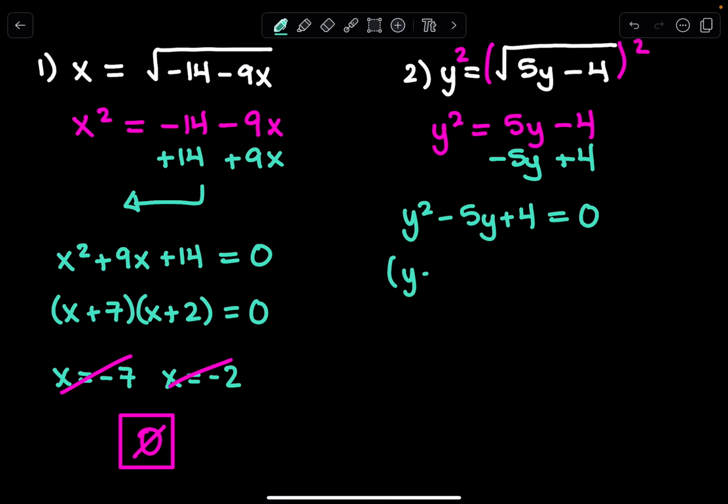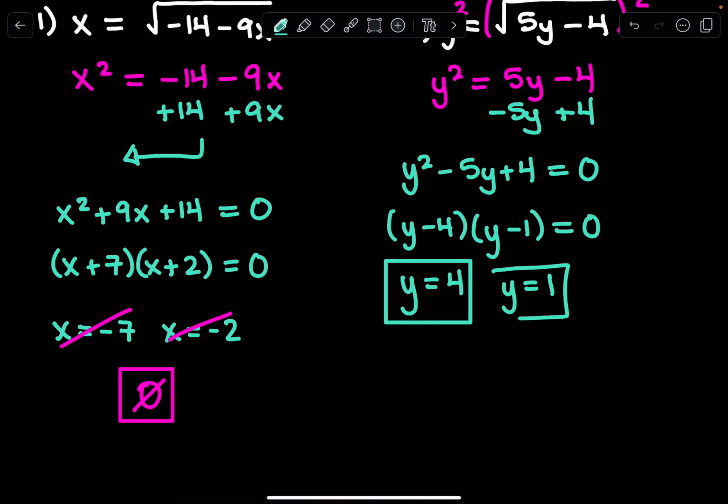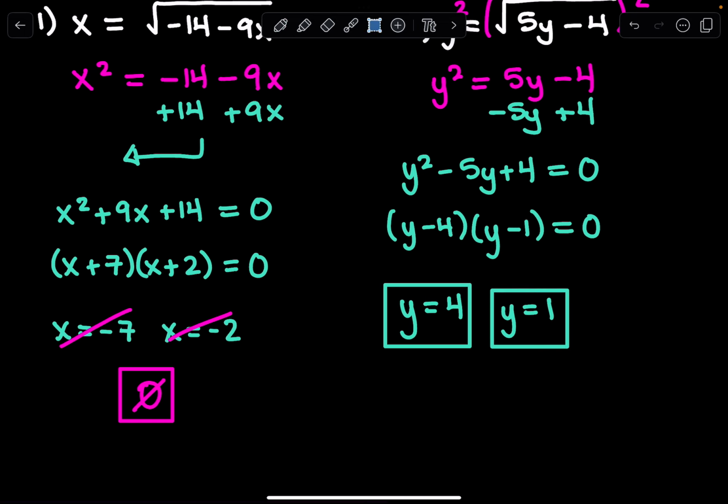Just like before, we're going to factor this trinomial. So I've got y minus 4 and y minus 1 are equal to 0. So I get positive 4 and positive 1. Okay, as long as both answers are positive, since I have a radical equal to my variable on the left-hand side, both of these will work as an answer.